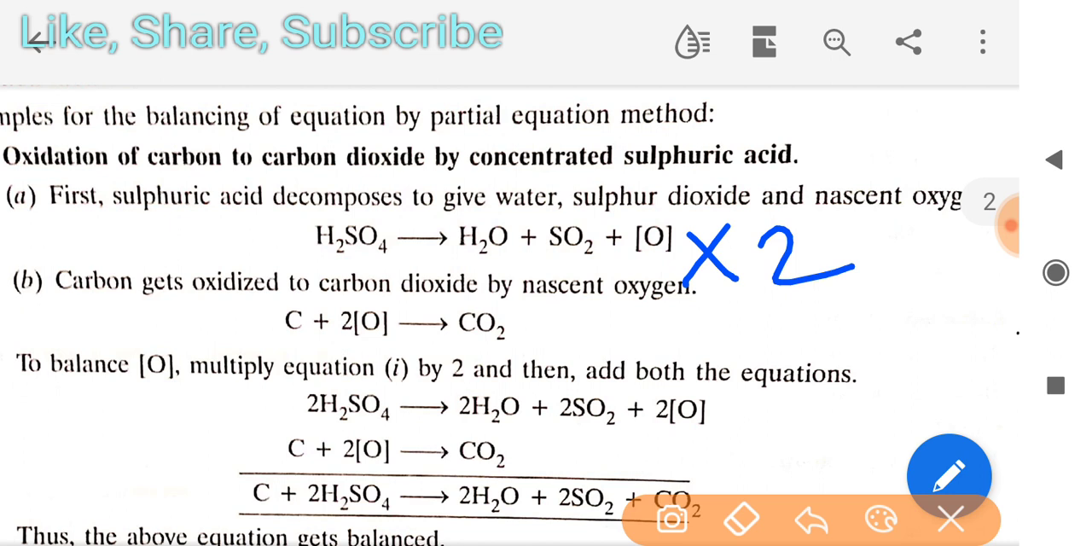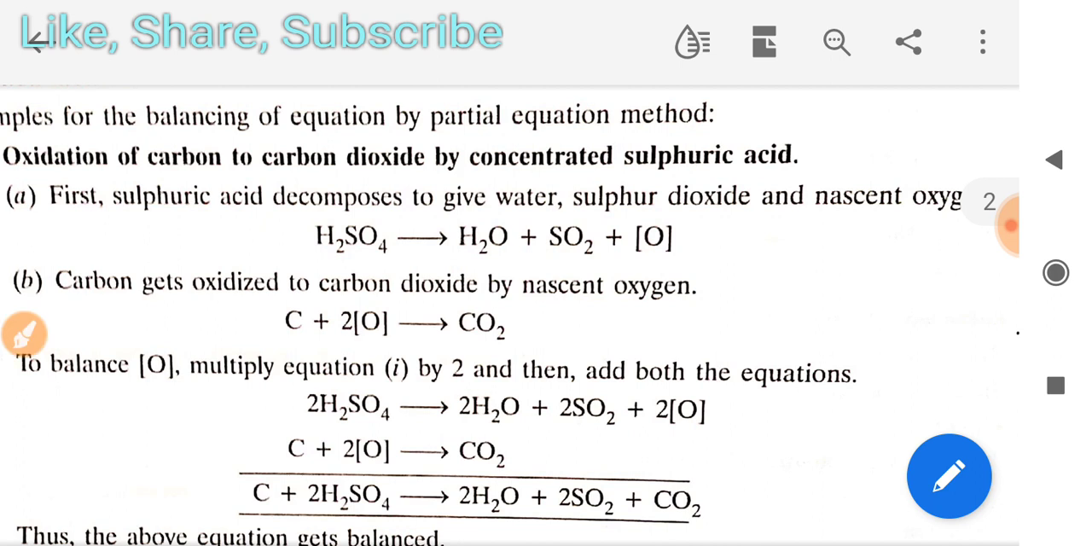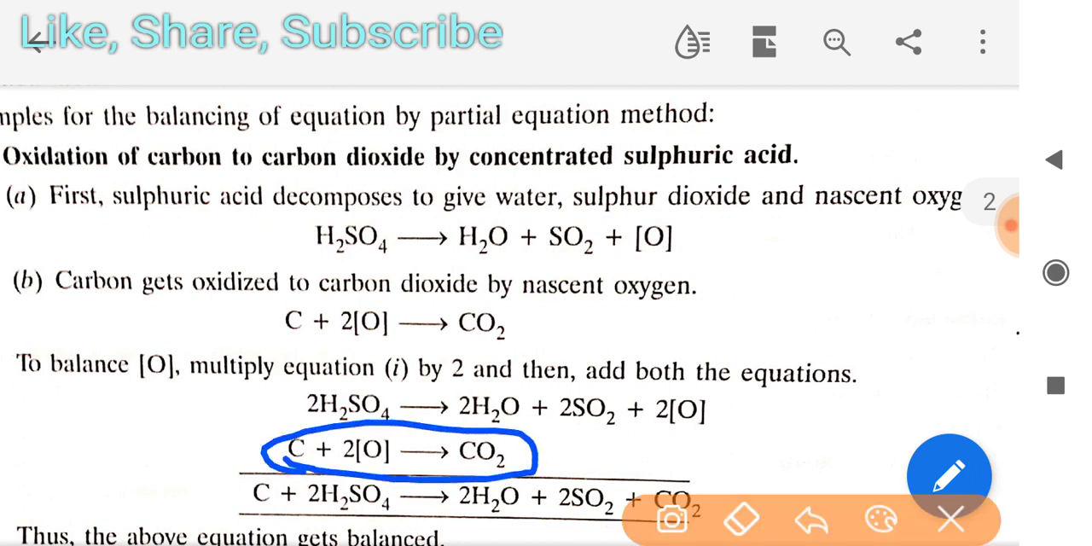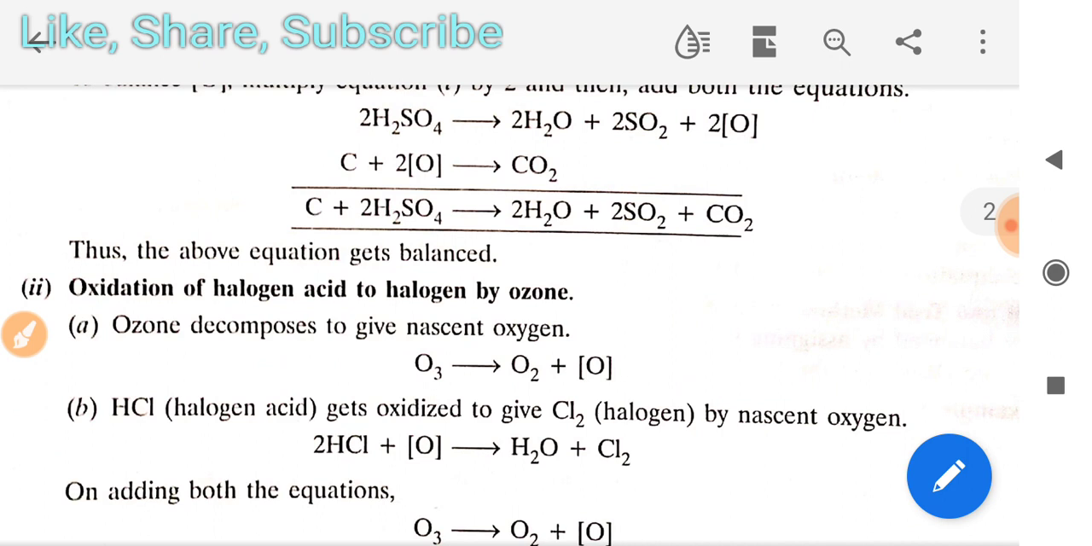So whenever we have to multiply an equation, the whole equation gets multiplied. So 2H2SO4, 2H2O, 2SO2, understand it, then 2O. Then you have to write the second equation as it is. Now we have to add both. So we can write C plus 2H2SO4, 2H2O plus 2SO2 plus CO2. As you know, the nascent oxygens get cancelled here. So this is the partial method in which we can balance an equation.